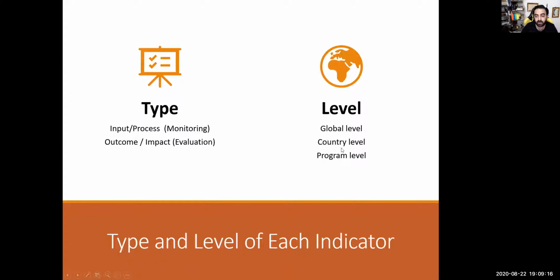There is a program level, which depends on your program and the area. There's a country level, and there's a global level, like the number of people who got infected by COVID-19, for example. This is a global indicator. Or the number of people who recovered from COVID-19, or the CFR rate for people who got the disease. This is a global level indicator.